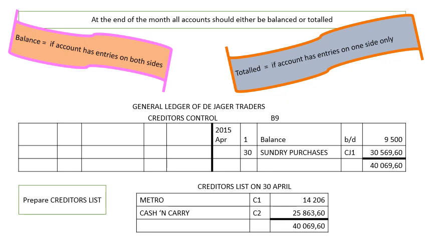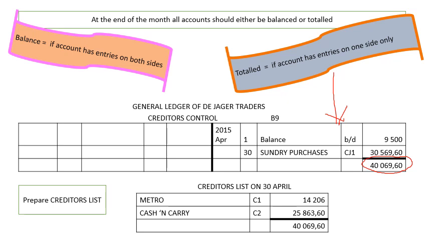I'm going to show you just that creditors control has a total. Why do I total that? Because there's entries on one side only. I add up, the total in the creditors control account is now 40,069 Rand and 60 cents.